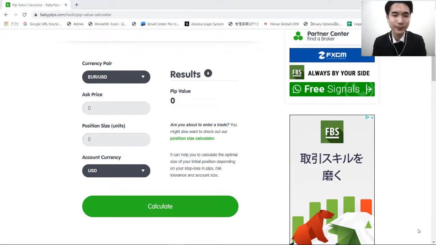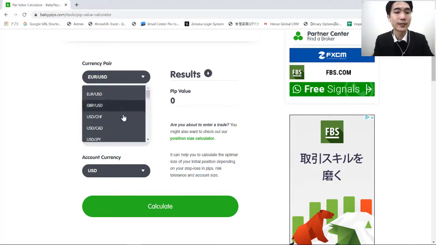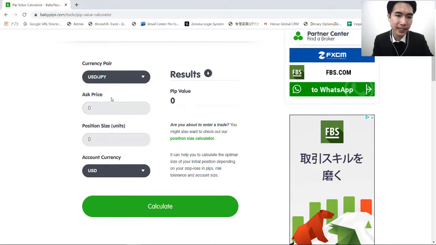It's pretty simple. Let's take US dollar and Japanese yen as an example. Let's say I trade US dollar and Japanese yen. So in the currency pairs here, we will choose US dollar and Japanese yen. That's the one that we're going to trade with.